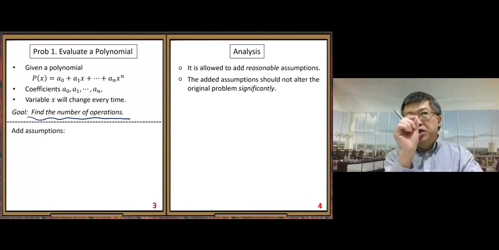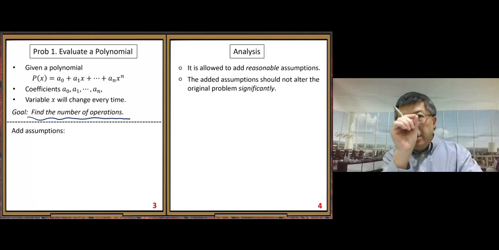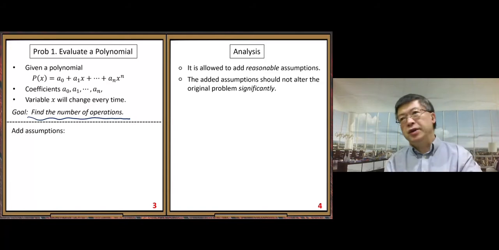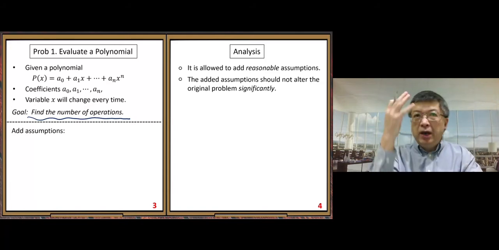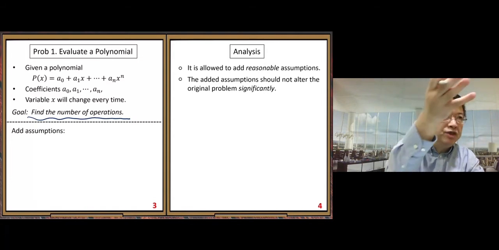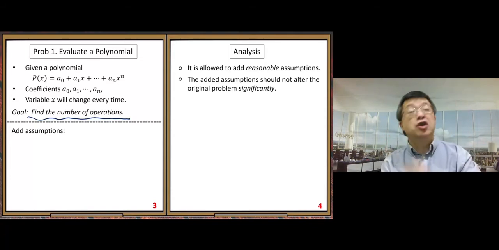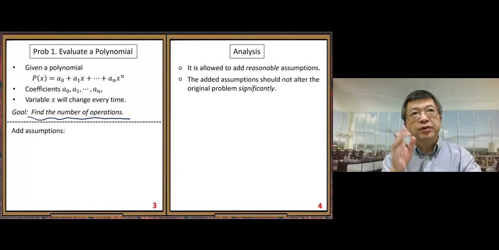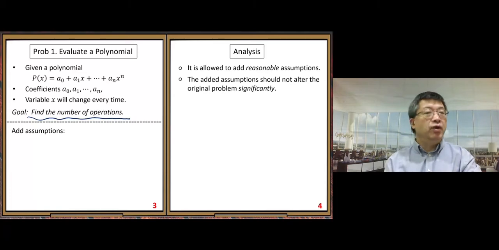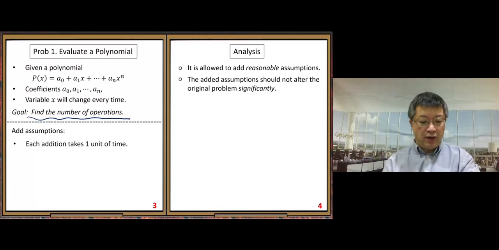You can change, at some minor places, a little bit. So it's okay. But the overall difficulty of the problem is still the same. Then you solve the same problem, right? So here we do that. We make some reasonable minor assumptions. All right. So let's take a look at what kind of assumptions we make here.